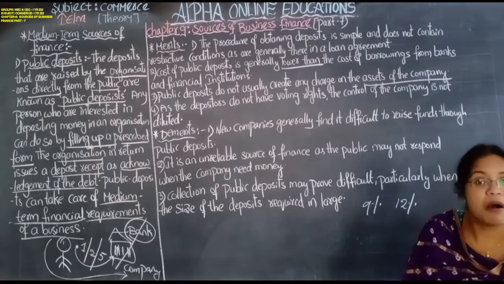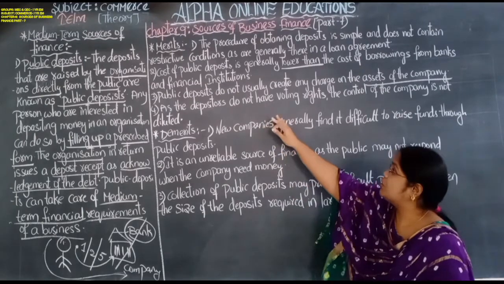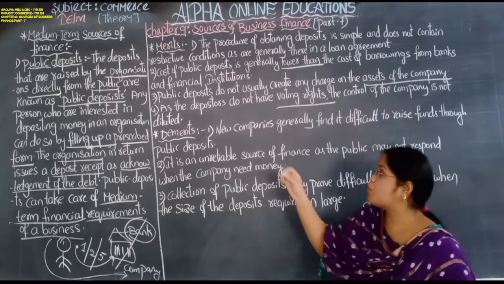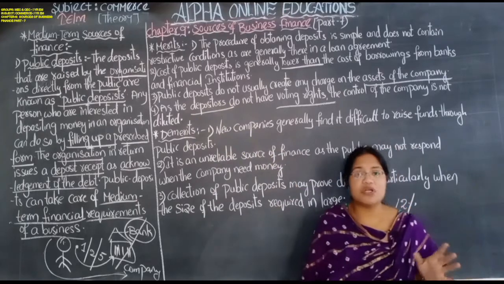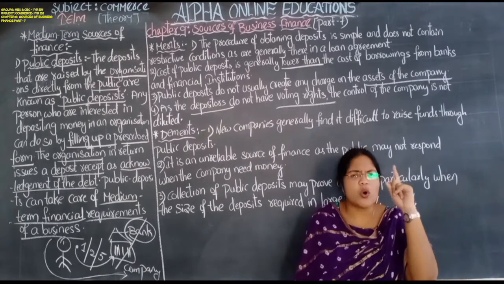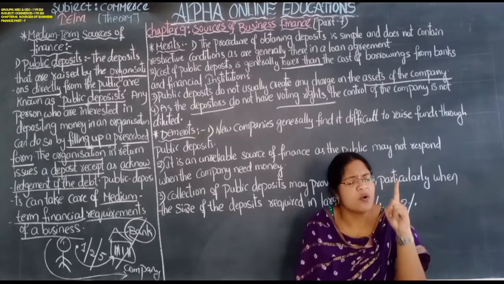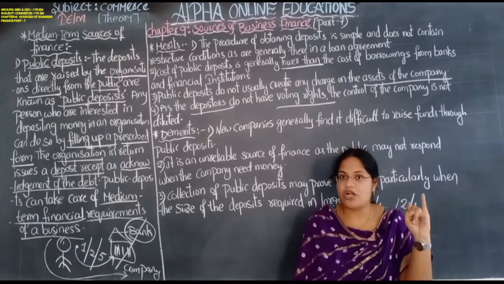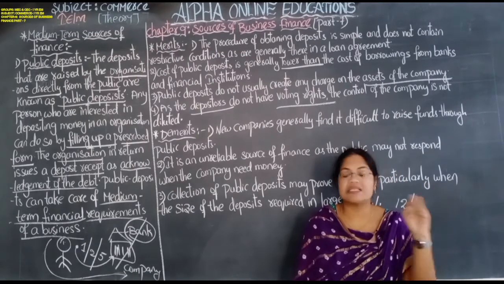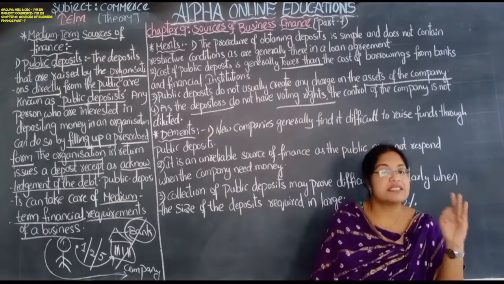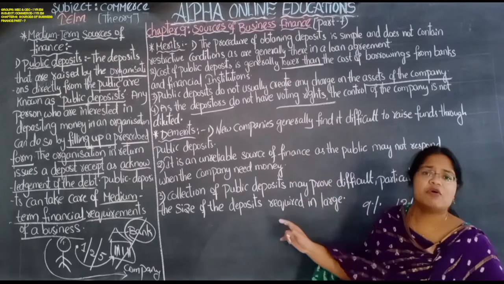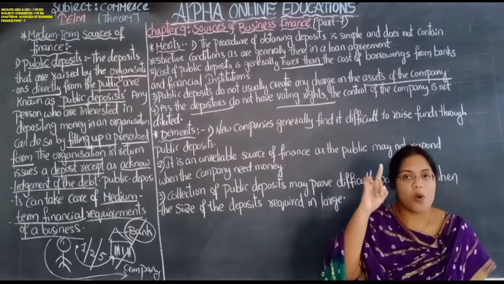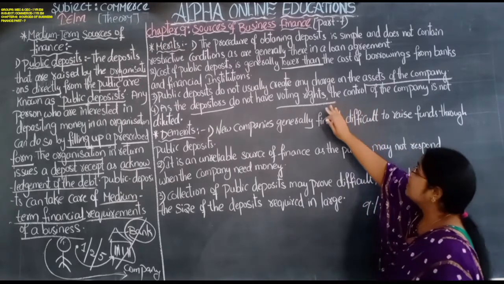Okay, in order to raise the public deposit, the depositors do not have voting right. The public depositors, they don't have the voting rights. Keep in your mind, only the equity shareholders have the voting right. Preference shareholders don't have voting right. Debenture holders don't have voting right. Public depositors don't have voting right. Only the equity shareholders, who are the real owners of the business, have the voting right.